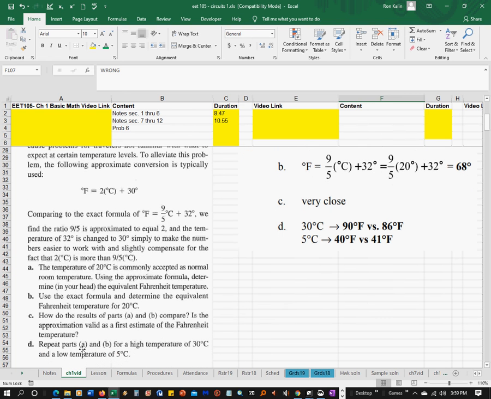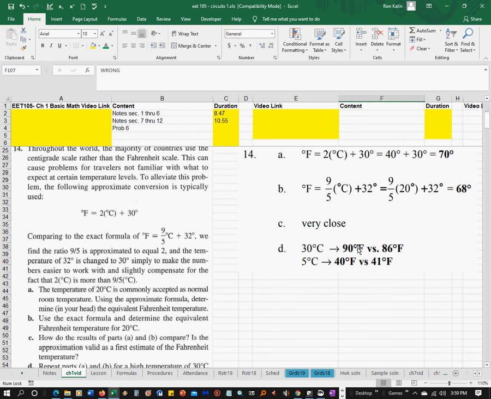And I'll repeat parts A through B for a high temperature of 30C and low of 5C. So 30C would be 90 using the approximate formula, 86 using the exact, and 5C would be 40 versus 41. So it's close enough just for a rough calculation.